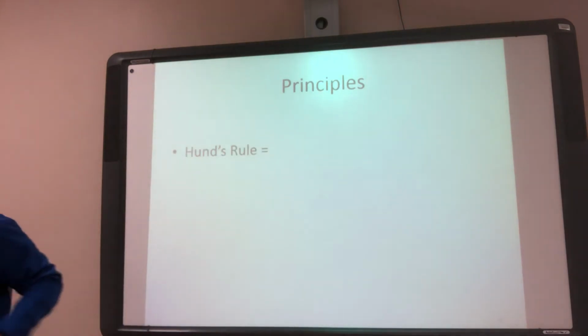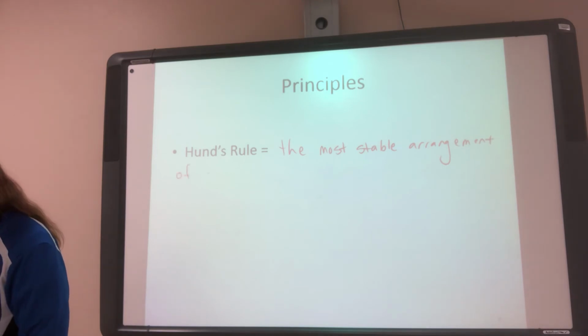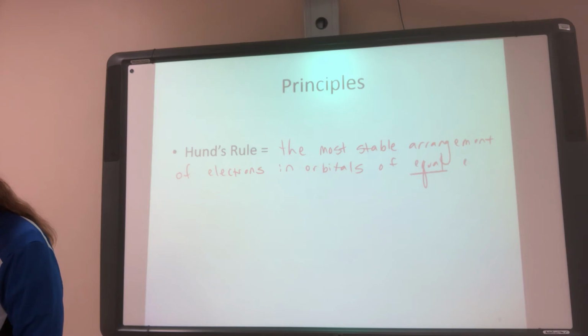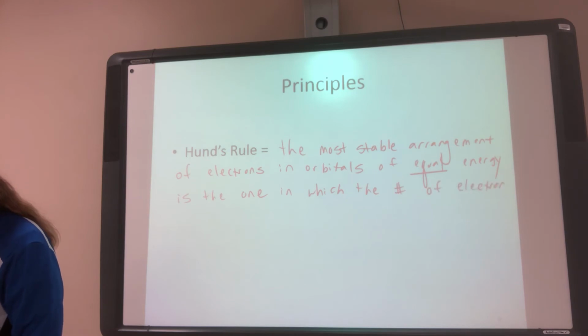All right, our third rule is Hund's rule. Hund's rule says that the most stable arrangement of electrons in orbitals of equal energy is the one in which the number of electrons with the same spin is maximized.